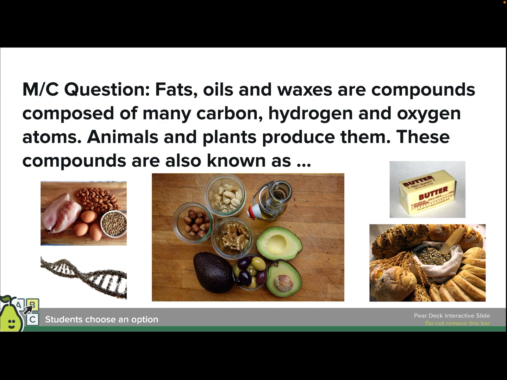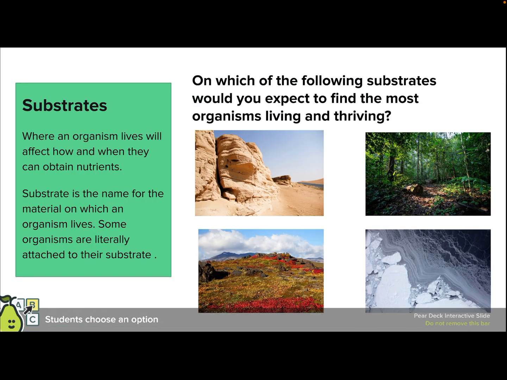Multiple choice question. Fats, oils, and waxes are compounds composed of many carbon, hydrogen, and oxygen atoms. Animals and plants produce them. These compounds are also known as, what's another name? It could be carbohydrates, proteins, lipids, nucleic acids, or butter. They're known as lipids. Sorry, I skipped, and I can't figure out on my iPad how to go back.